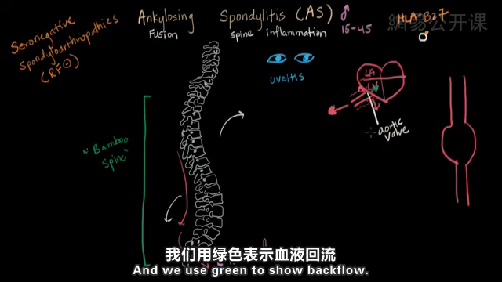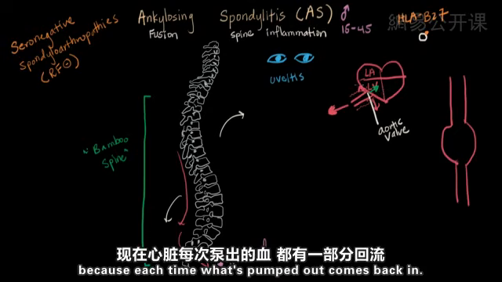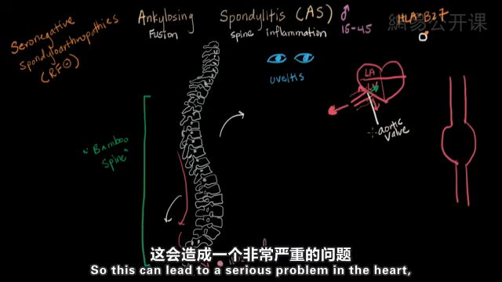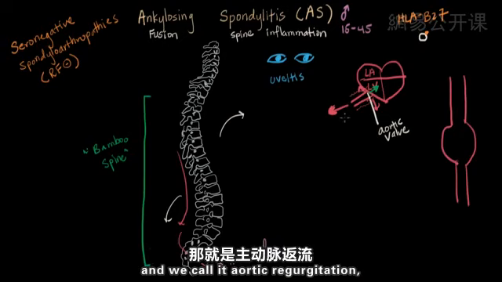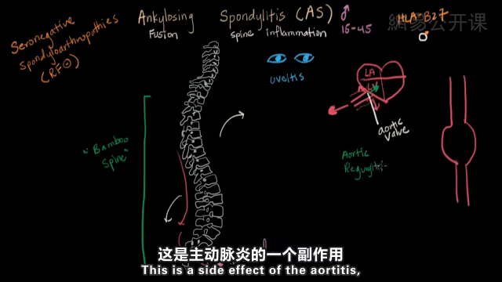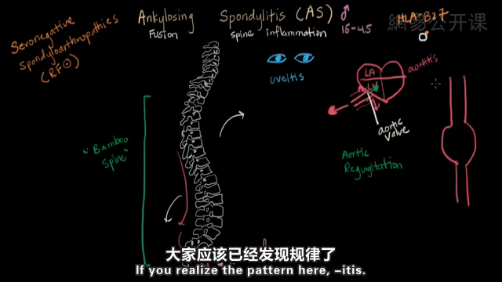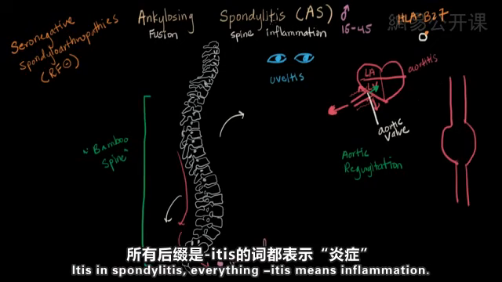I'm going to use green to show backflow. So red forward flow, green is back. So not only is the body not getting enough blood, but the heart has to pump extra volume because each time what's pumped out comes back in. So this can lead to a serious problem in the heart, and we call it aortic regurgitation, meaning from the aortic valve there's backflow. Regurgitation. This is a side effect of the aortitis, but it's also its own disease. Oh, I forgot to write out aortitis. Aortitis. If you realize the pattern here, itis, and spondylitis, everything itis means inflammation.